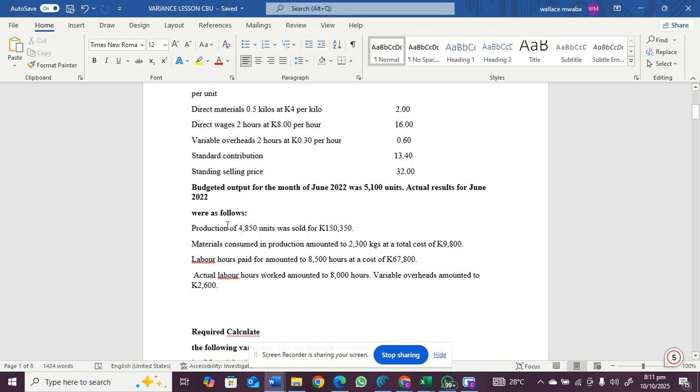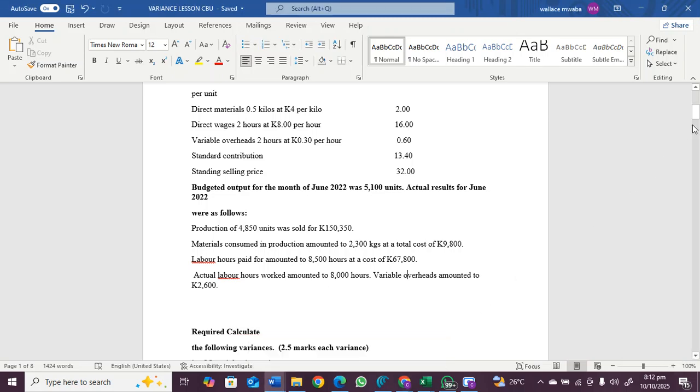Production of 4,850 units sold for 150,350. Materials consumed in production amounted to 2,300 kgs at a total cost of 9,800. Labor hours paid for amounted to 8,500 hours at a cost of 67,800. Actual labor hours worked amounted to 8,000 hours. Variable overheads amounted to 2,600.